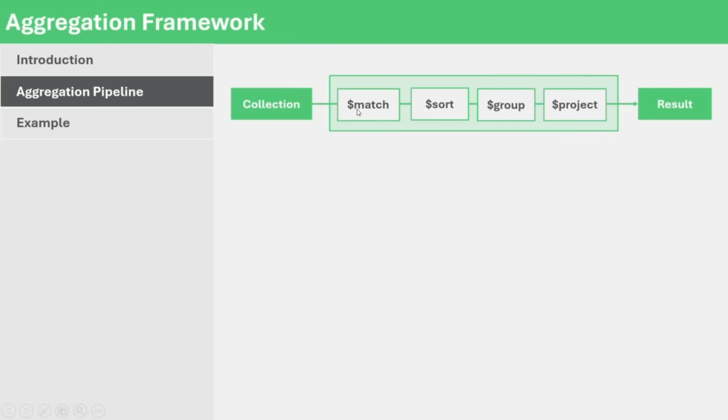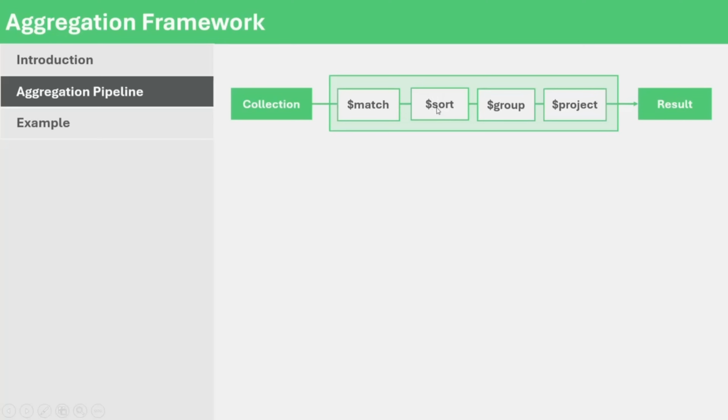And the first stage of the aggregation pipeline operates on the documents of a collection. And the next stages operate on the result of the previous stage. So this match stage is used to filter documents from a collection. Let's say in the collection we have a total of 100 documents, and using this match stage based on a given condition, we have filtered 50 documents. So now the next stage will operate on the result of the previous stage. That means this sort stage will operate on the 50 documents which this match stage returns.